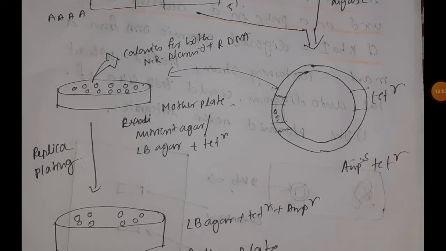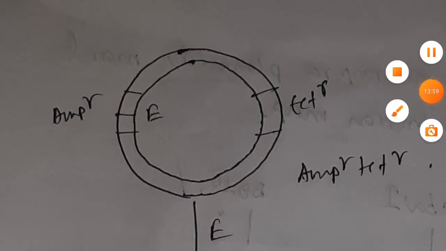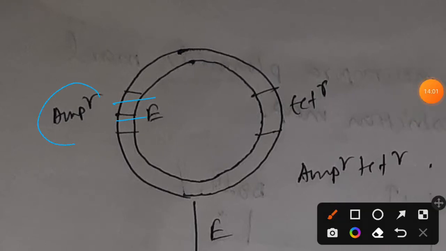Now they are asking how you can screen them. So now I want to tell you that as the gene of interest is inserted here, the plasmid is no longer ampicillin resistant; it is converted into ampicillin sensitive.